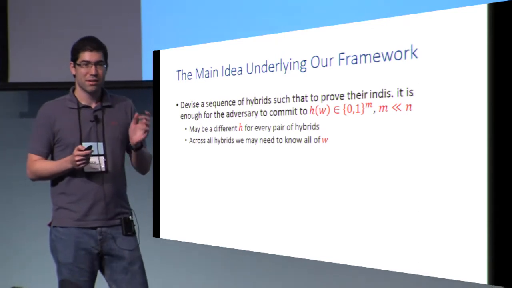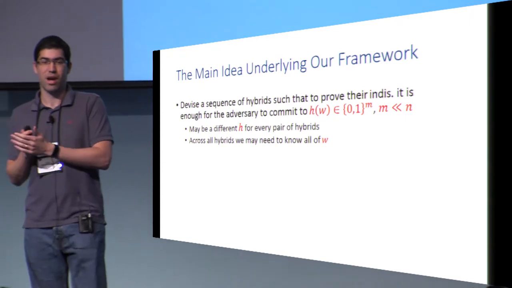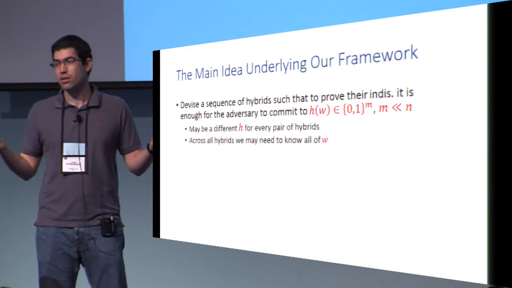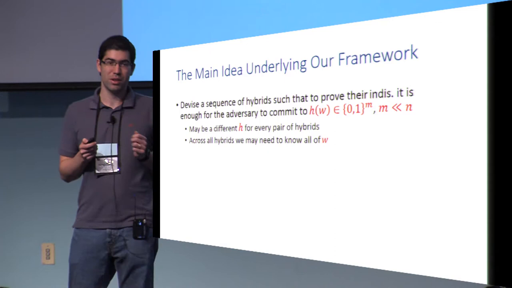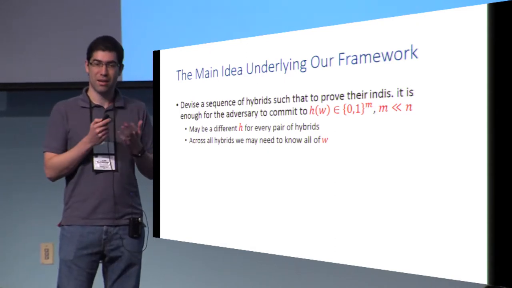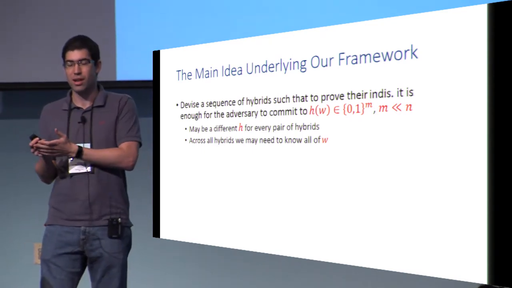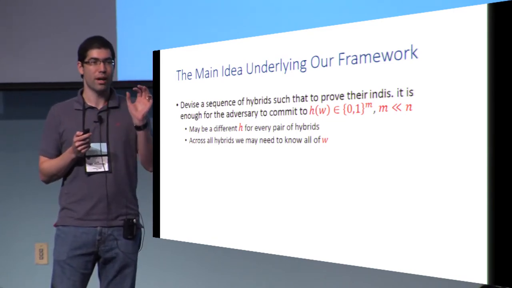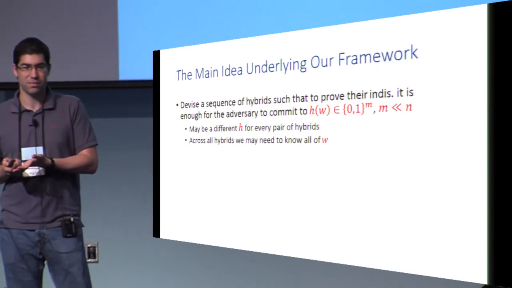Two small comments that are important: you can choose a different h at any two consecutive hybrids, so that allows you to have much more flexibility. And overall, you might need to know the whole choice of the adversary, but at any specific point, you will need to know only a few bits. As an example, think again of adaptive Yao garbling. If we had a sequence of reductions in which in every two consecutive hybrids we only needed to know a few wires, not the whole input, then we would be able to devise a much more efficient reduction.